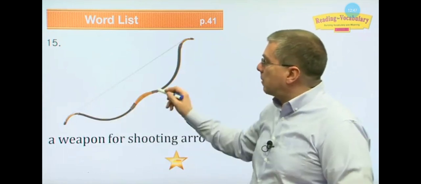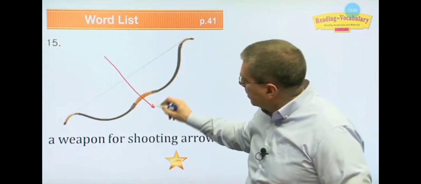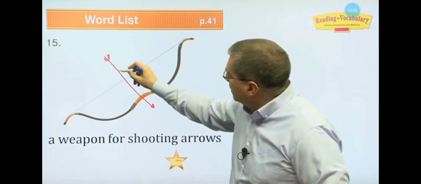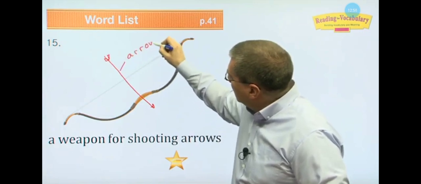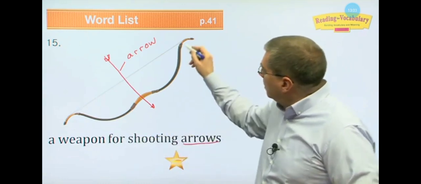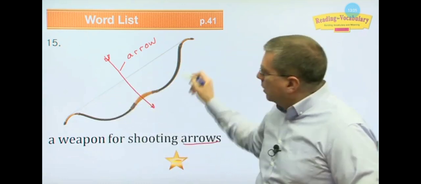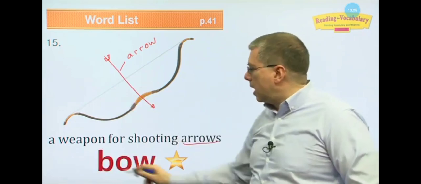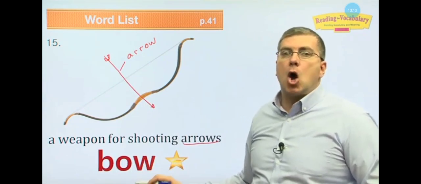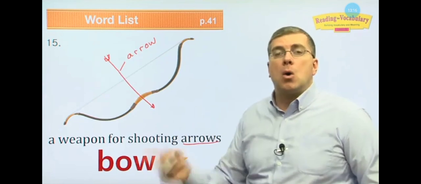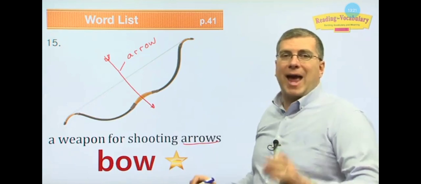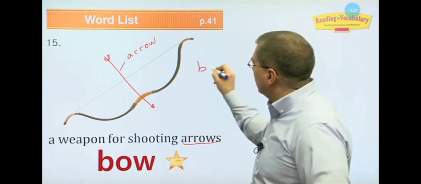Okay, so the other part, we could talk about this, right? We talked about this part already. This is arrow, a weapon for shooting. But now we're talking about this part, right? What do we call this? We call it bow. Bow. B, O, W. Bow. In fact, it's very common to say bow and arrow. That is basically that phrase.